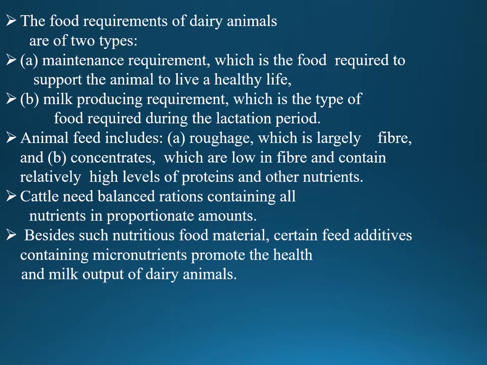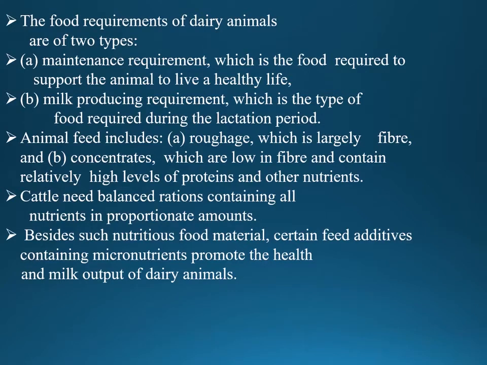Normally, it is of two types. Maintenance requirement, which is the food required to support the animal to live a healthy life. This is the first maintenance. The cattle shed you should maintain in a neat way, so that cleanliness is very much important, so that it will support the animal to lead a healthy life.